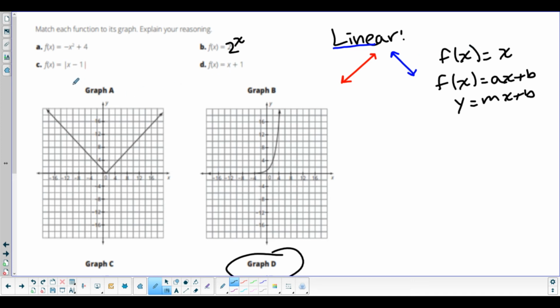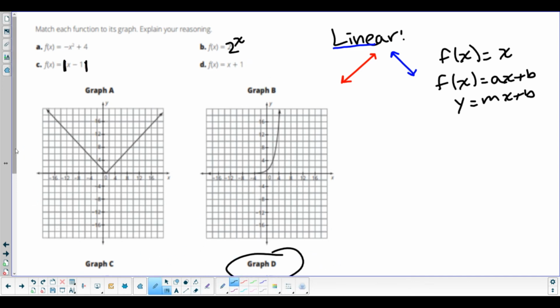Okay. So if I go to C, this one's also kind of close. I mean, there's an x minus 1, but that could be linear. However, there's these 2 bars, and we'll talk about what those mean in a minute. And I don't see any bars or any sort of thing like that in this equation, which means that it's got to be D, which is just x plus 1. And really, a good mental shortcut to take is if it's the simplest looking equation, then it's probably linear. And so this one goes to graph D.